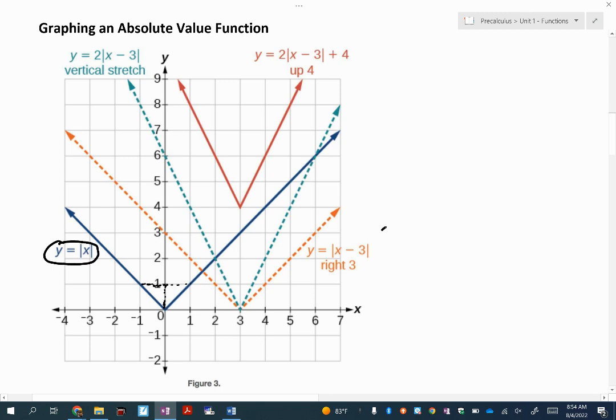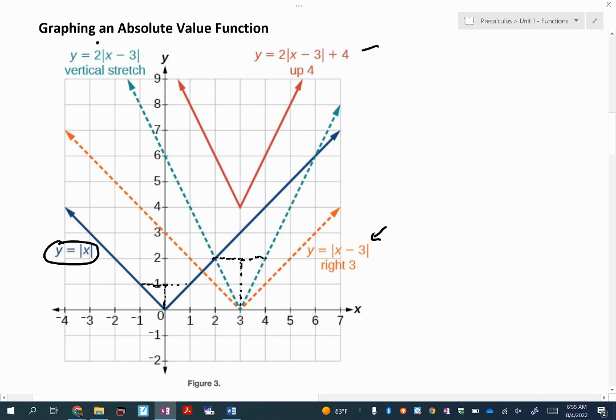So when you move it to the right 3, moving it 3 units to the right, you'll notice that's inside the absolute value, thinking opposite. That's the one in orange here. It looks exactly the same, but we just moved it 3 units to the right. The next one is going to be this vertical stretch. So that number 2 out in front takes that slope, which I said was 1 or negative 1, and becomes 2 and negative 2. So up 2, right 1, and up 2, left 1. You'll just notice that the V is a little steeper.